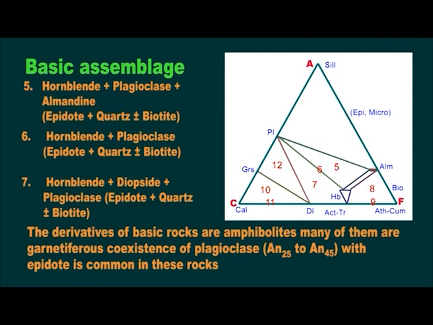Number 6, hornblende, plagioclase with epidote plus or minus quartz plus or minus biotite. Number 7, hornblende, diopside, plagioclase with epidote plus or minus quartz plus or minus biotite. Derivatives of basic rocks are amphibolite. Many of them are garnetiferous. Coexistence of plagioclase, anorthite 25 to 45, with epidote is common in these rocks.